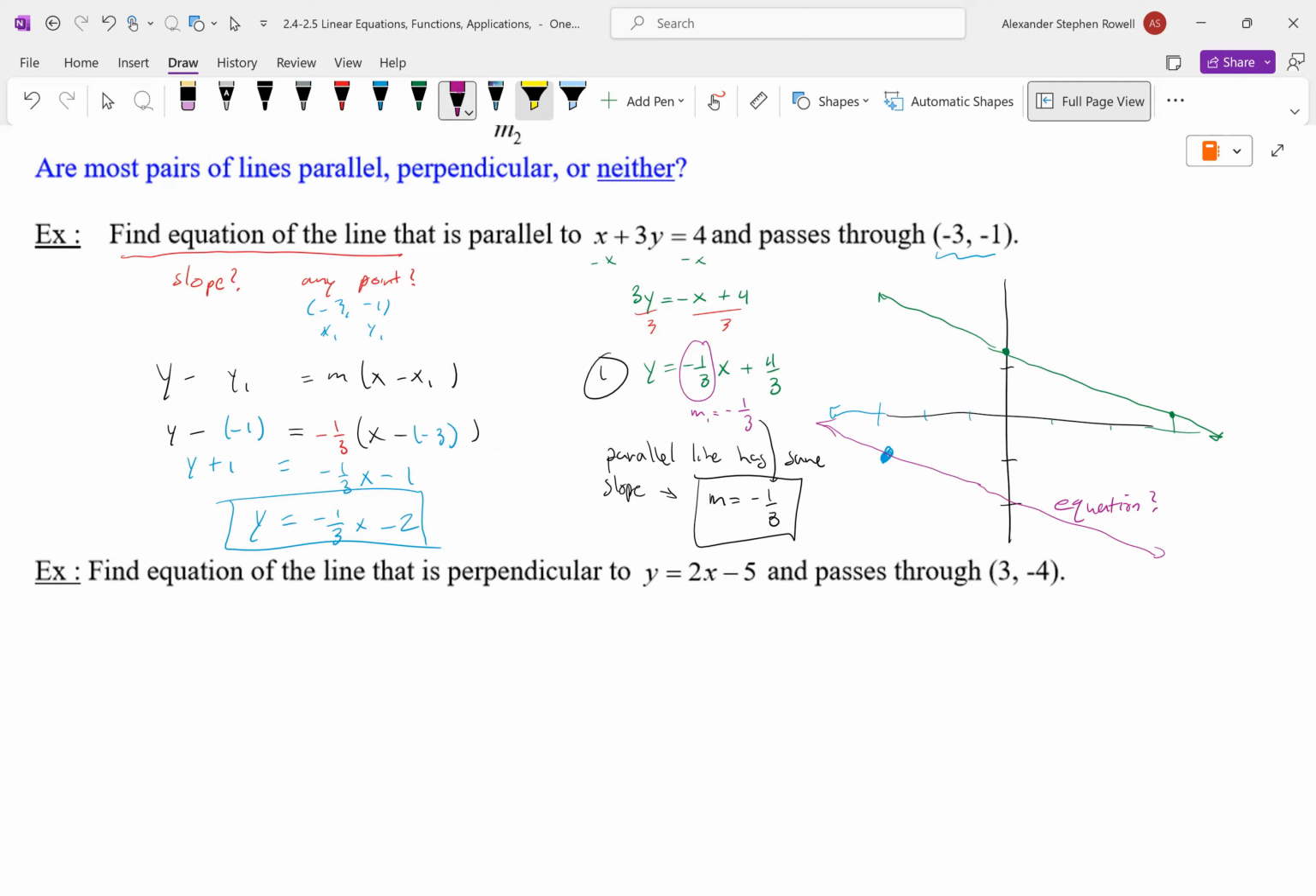Any questions about that? Another way to think of this is we had a line given. There are infinite lines parallel to the green line. So to narrow it down to one equation, we needed 1 point because there's only one parallel line that passes.